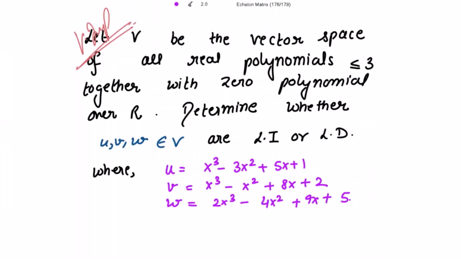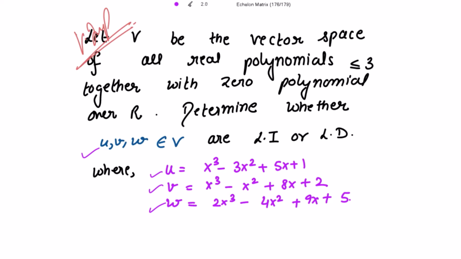Vector space of all real polynomials of degree less than or equal to 3, together with the zero polynomial, over R. Determine whether u, v, w belonging to V are linearly independent or linearly dependent, where u, v are given as these. So we need to check whether u, v, w are linearly independent or not.